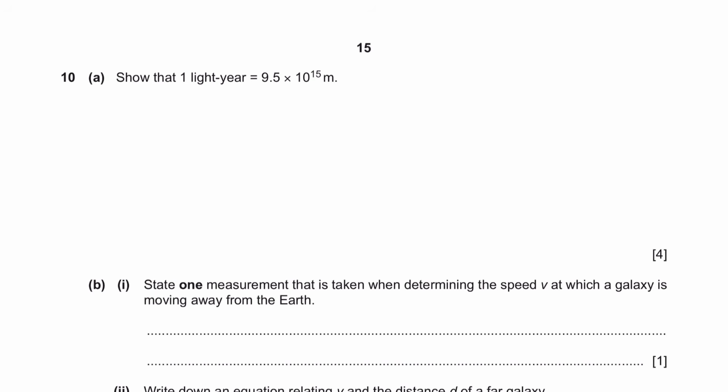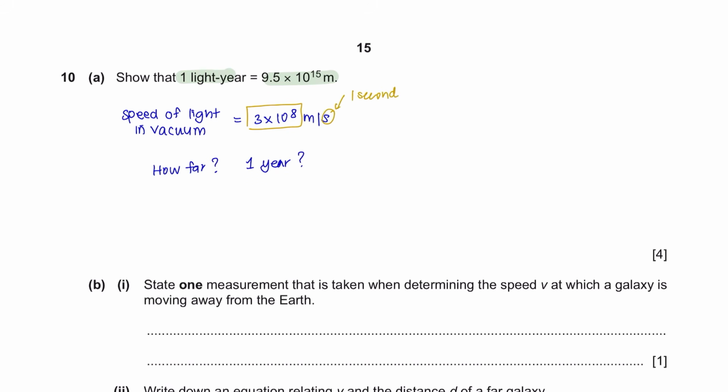Question 10a. Show that 1 light year is equals to 9.5 times 10 to the power of 15 meters. We can show this using a simple calculation. We know that the speed of light in a vacuum is approximately 3 times 10 to the power of 8 meters per second. This means that light travels a distance of 3 times 10 to the power of 8 meters in 1 second. To find out how far light travels in 1 year, we need to multiply the speed of light by the number of seconds in 1 year.